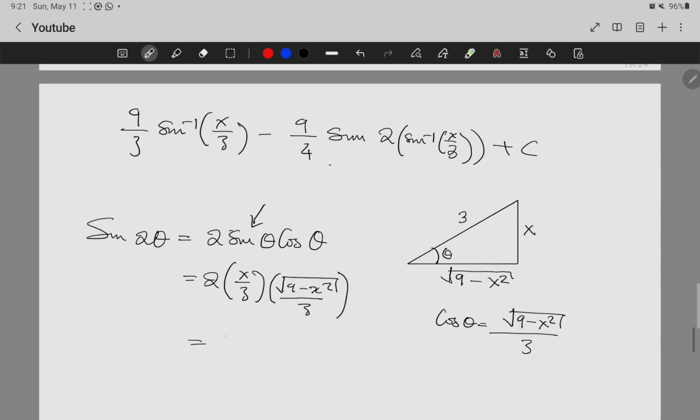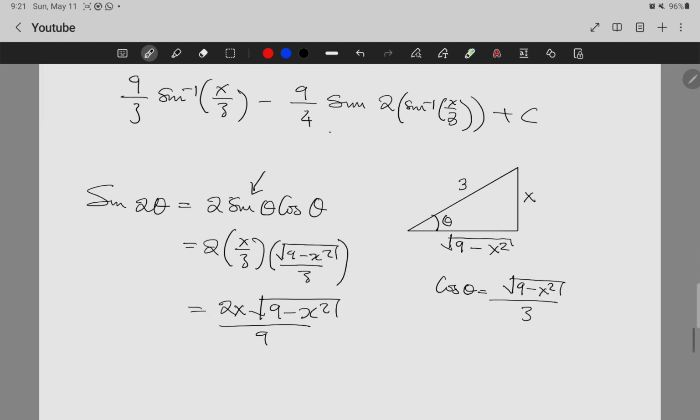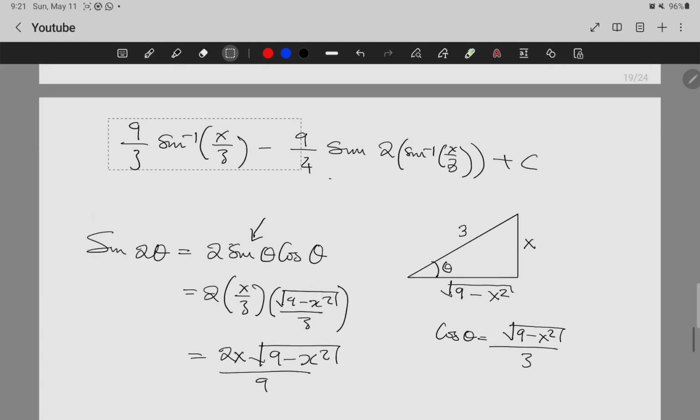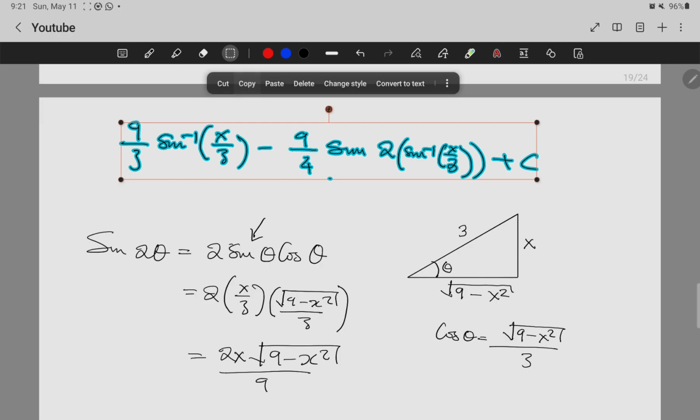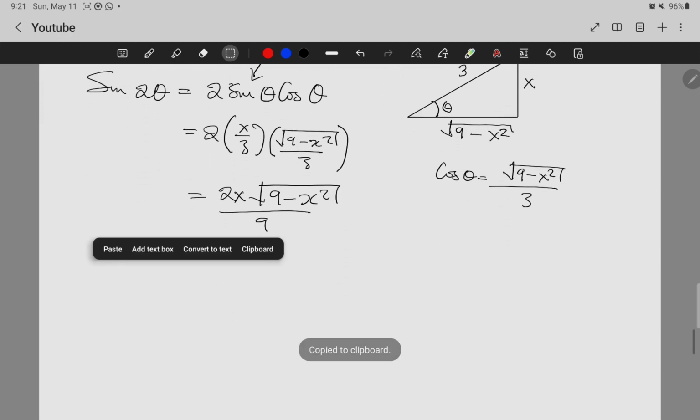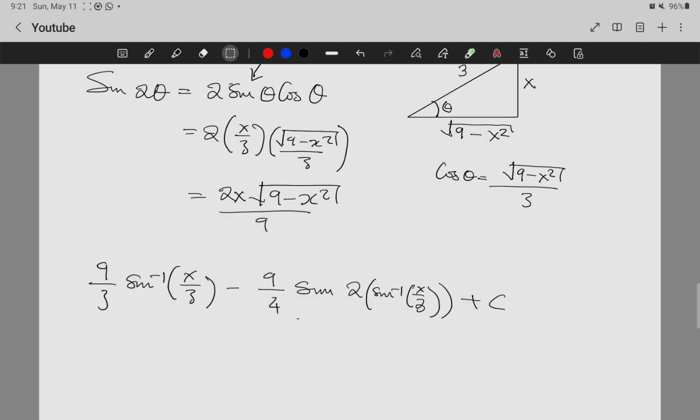So where we have cos theta, we'll put root of 9 minus x squared over 3. So that sine 2 theta now reduces to 2x root of 9 minus x squared over 9. So we can now substitute here where we had sine 2 theta. So sine 2 theta was here. So in place of sine 2 theta, we will put 2x root of 9 minus x squared over 9.